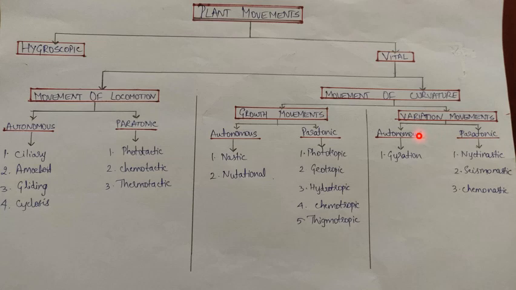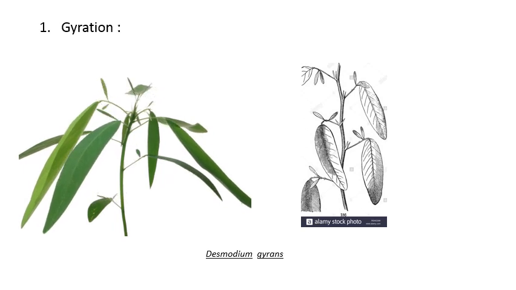So coming to autonomous movement here, autonomous, it is internal, inbuilt. So under this we have gyration. So this we find in Desmodium gyrans. So this is a typical example for this type of movement. So Desmodium gyrans is commonly called Indian telegraphic plant. So this plant has trifoliate leaves. So the three leaflets you can find here. So it has a trifoliately compound leaf.